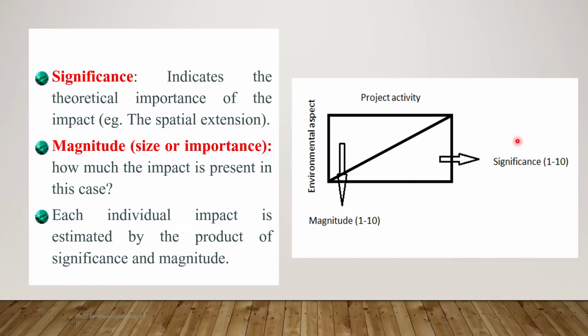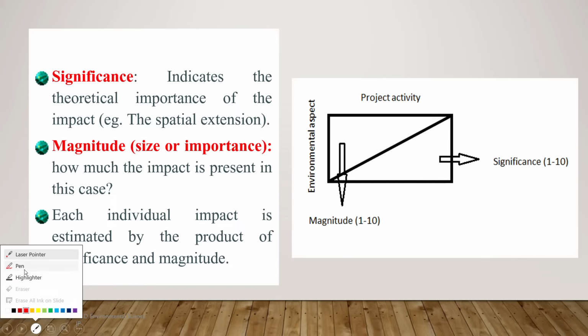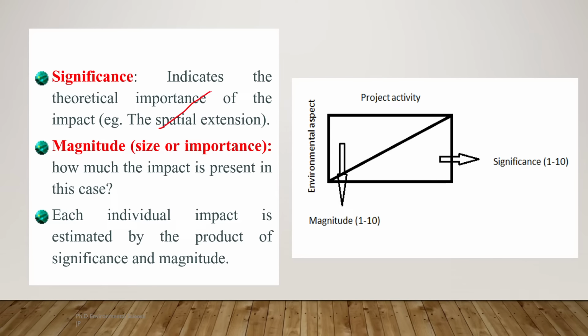Now, what are significance and magnitude? Significance indicates the theoretical importance or relevance of an impact. It reflects how critical or meaningful an impact is in the context of the environment being assessed.